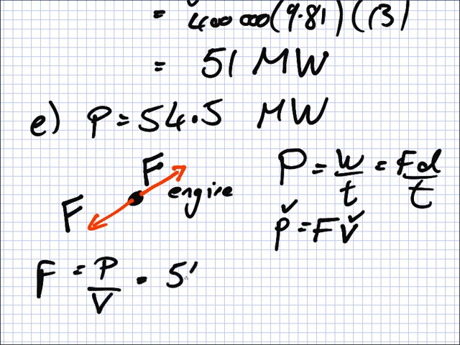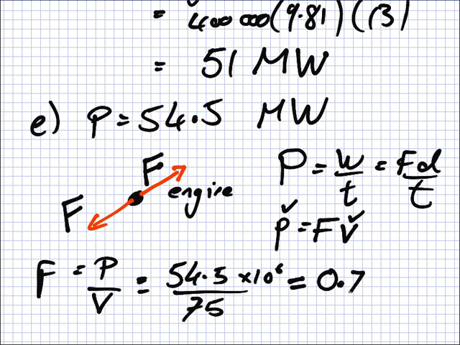So 54.5 mega over 75. So what's that? Like 0.6 something mega? What's 54.5 over 75, please? 0.7. Say again? 0.726666. Okay, so that would be 727. Yeah. If I want to keep it in units of mega, that would be mega newtons.